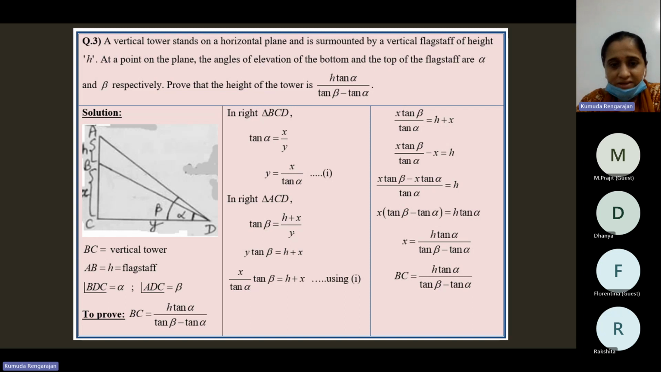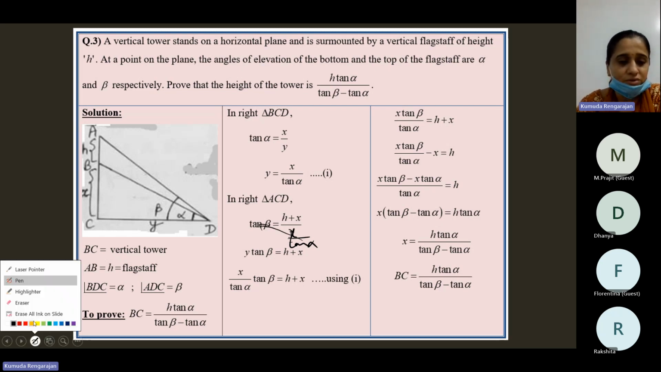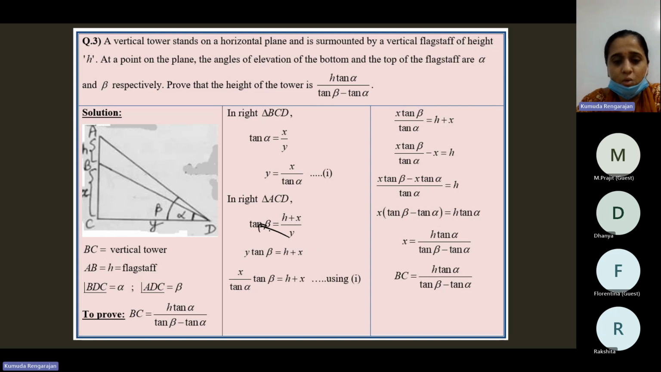You can substitute that y here itself, x by tan alpha. I don't do it there because it might be confusing to cross multiply. So I cross multiply and then substitute. So I cross multiplied: y tan beta is equal to h plus x. Now y we have here. We don't want y. So what is y? x by tan alpha. Put that here. Y is x by tan alpha. Then this tan beta is equal to h plus x.